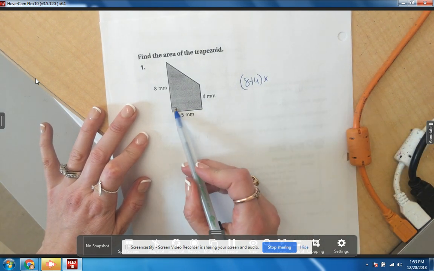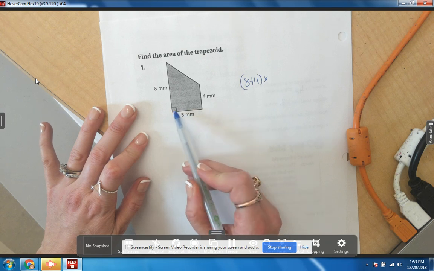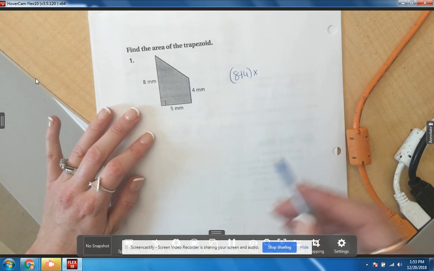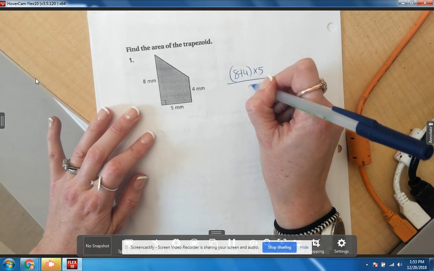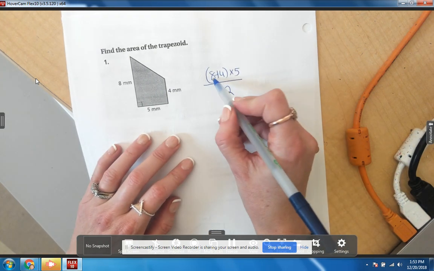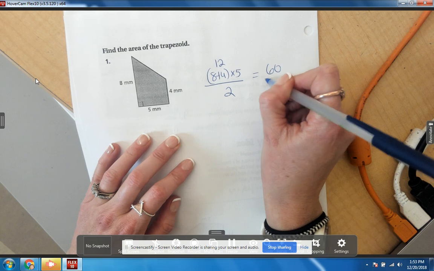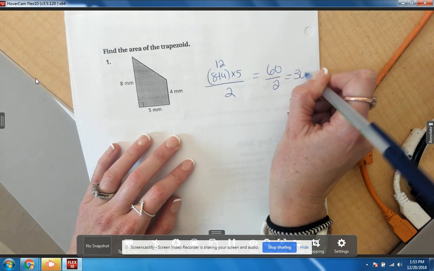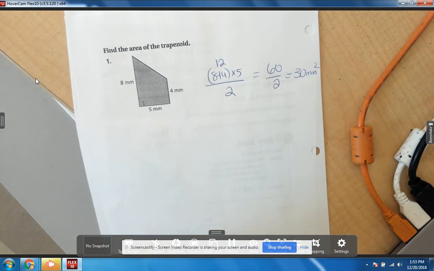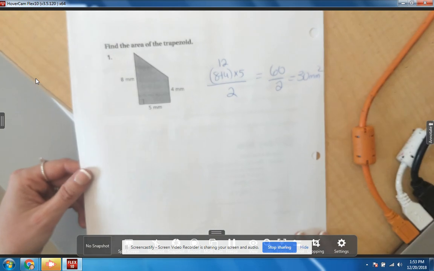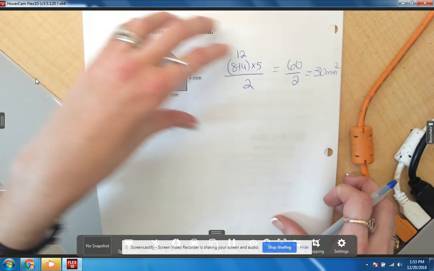The height has to make the 90-degree angle, so look for that square. So there's the height, the line going from the big base to the small base, straight up and down, and then divide the answer by 2. So 8 plus 4 is 12. 12 times 5 is 60. 60 divided by 2 is 30. So 30 millimeters squared.